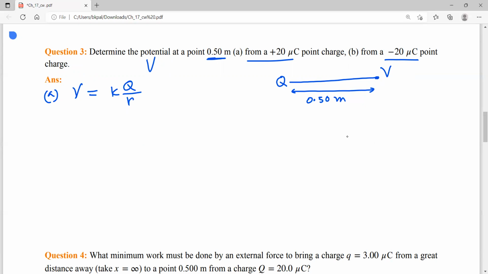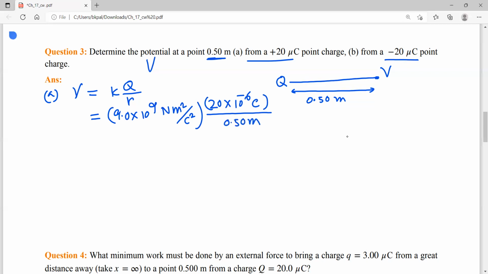Now K is the Coulomb's constant, which is 9 times 10 to the power 9 newton meter square per coulomb square, Q is 20 microcoulomb, which is 20 times 10 to the power minus 6 coulomb, and R, the distance, is 0.50 meter. If you plug all these values, you should get something like this: 3.6 times 10 to the power 5 volt.